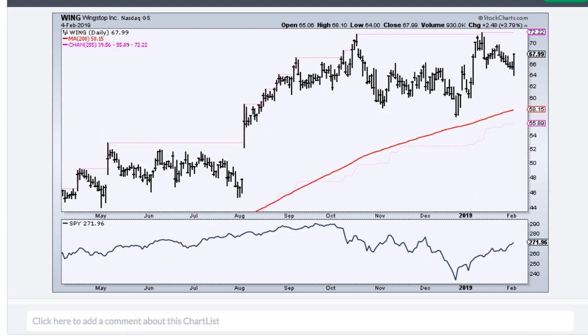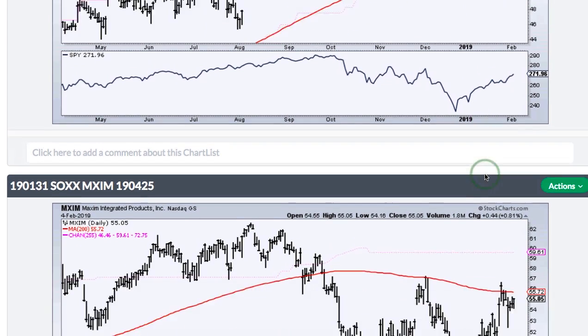Next up, we have Wingstop, and Wingstop is a leader because it is hitting 52-week highs. That's all you need to see. You see a 52-week high within the last month or two, it's a leader. And then you look at the pattern at work, it looks a bit like a wedge, and we're breaking above that wedge line. So it looks like that uptrend is continuing.